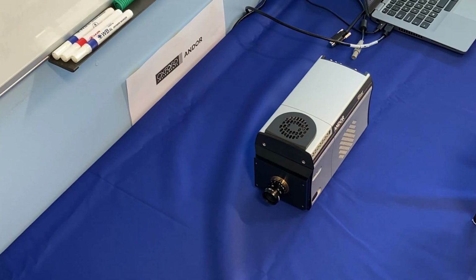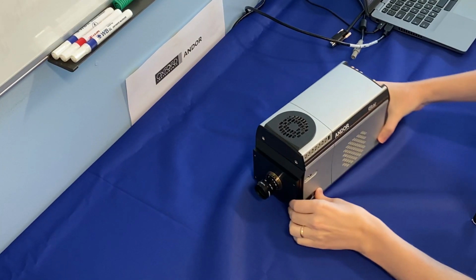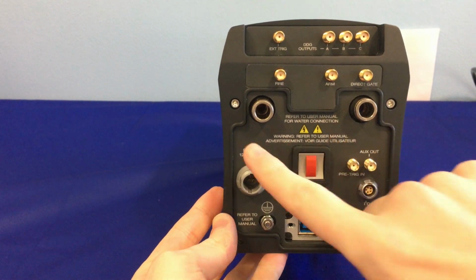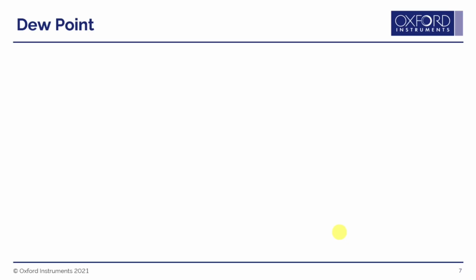So one thing to bear in mind if you're using an iStar sCMOS camera is you may want to use it for water cooling. So here at the back of the camera we have the water taps. One consideration you should take into account is, depending on the temperature of your water and the humidity of your room, the actual dew point could be an issue, because you don't want condensation forming on the inside of your camera, because that would be quite catastrophic.